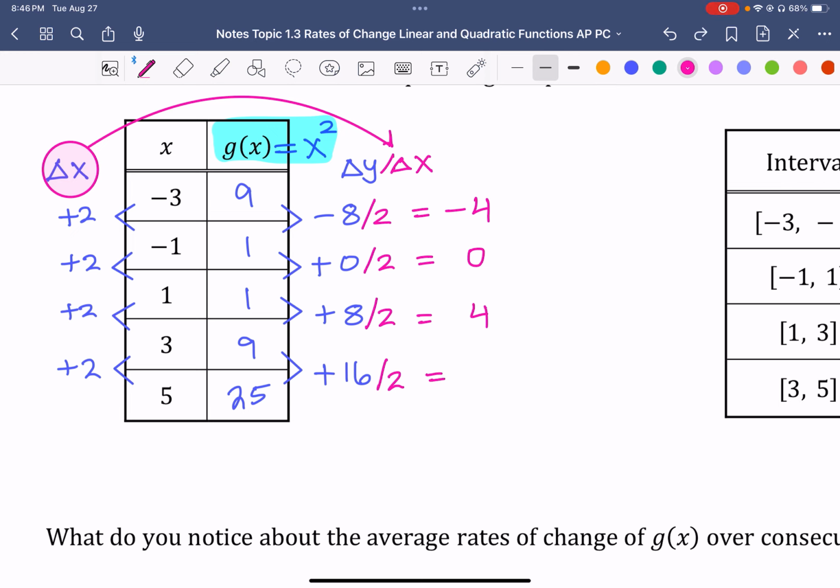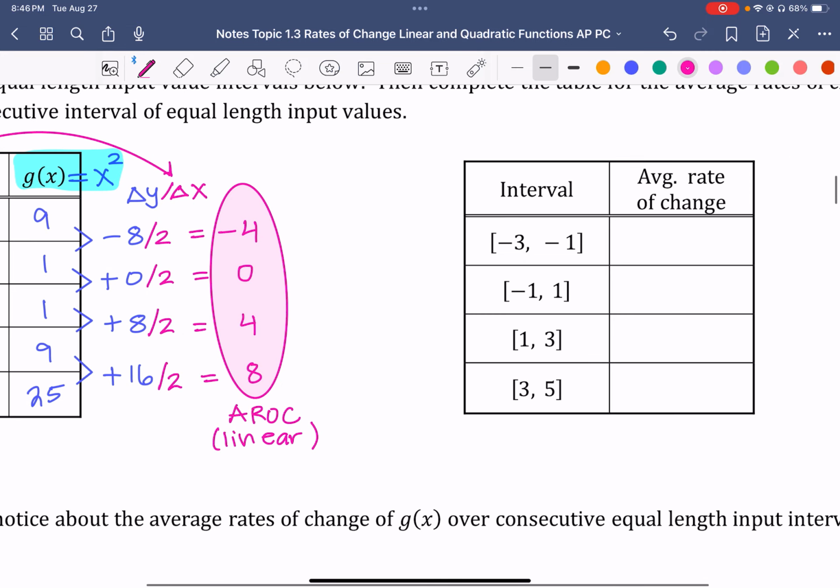Okay, now remember that the first time you do this process, I want you to circle your numbers, and I want you to label them the average rate of change. Okay, notice that these numbers are not constant. So remember, for a quadratic function, your average rate of change is linear. So here, the average rate of change is given by a linear function because it is not constant.